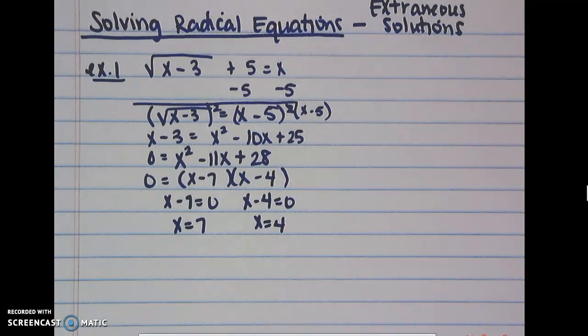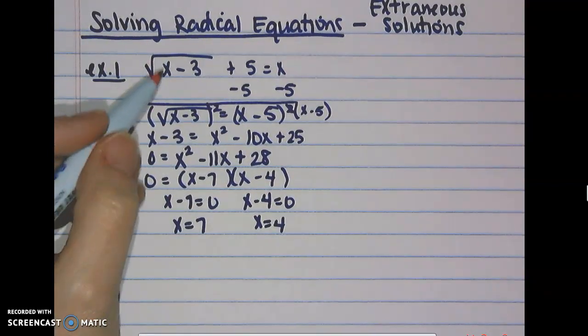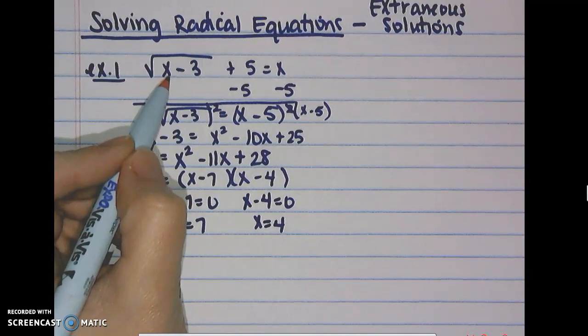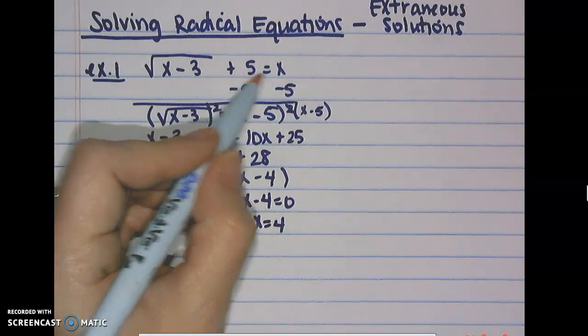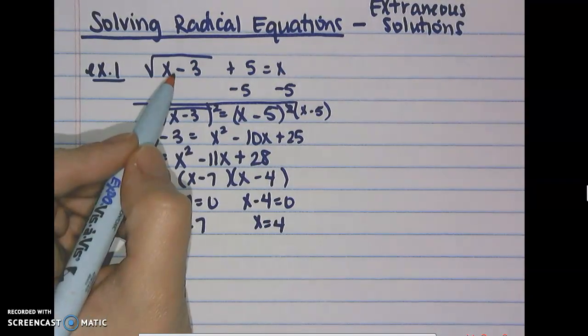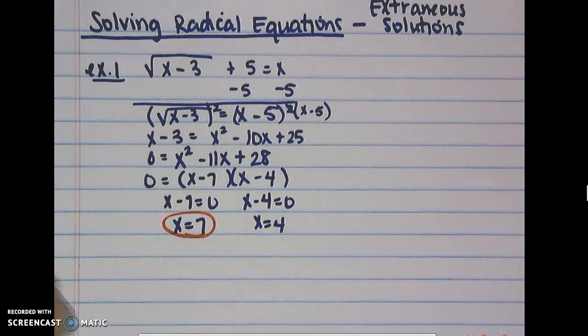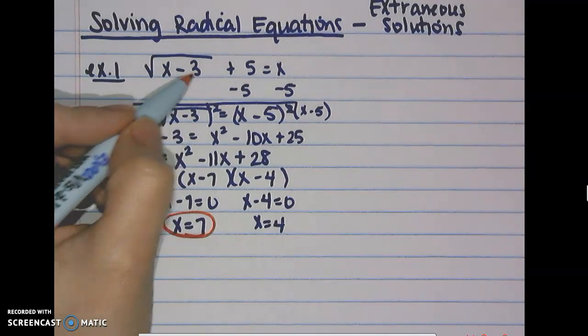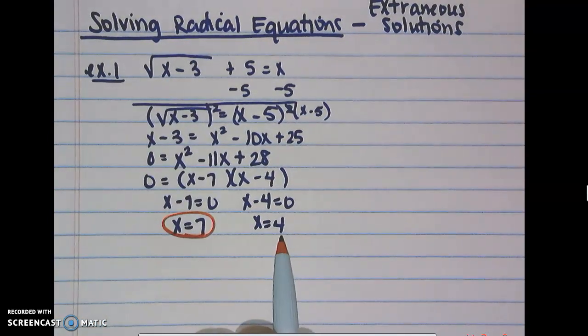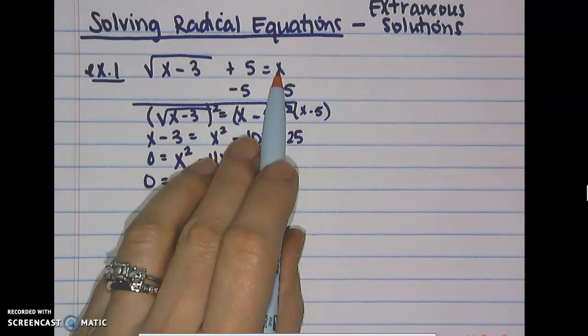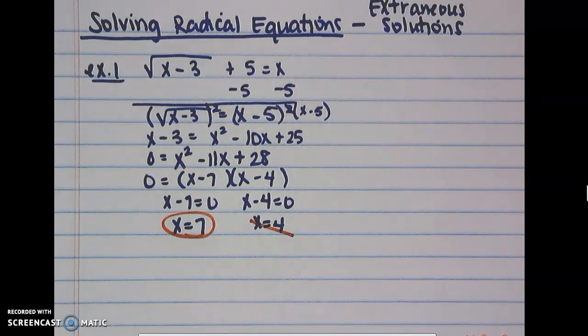And then we have to test those. So we plug in 7 back to the original equation, all the way back here. 7 minus 3 is 4. The square root of 4 is 2. 2 plus 5 does equal 7, because 7 is the x value that we plugged in here, so that works. If we plug in 4, 4 minus 3 is 1. The square root of 1 is 1. 1 plus 5 is 6. Well, we plugged in 4, not 6. So that one's not an answer. That is an extraneous solution, and we cross it off.